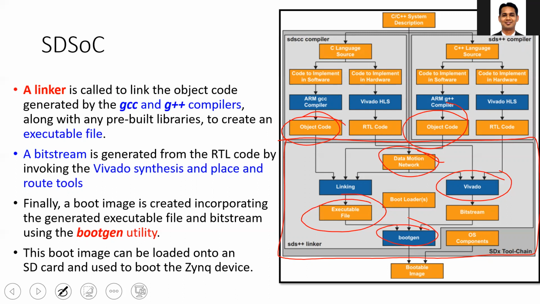The boot image can be loaded onto the SD card and used to boot the Zynq device. So we get all the files needed for the SD card, we dump them on the SD card, and once the appropriate jumper setting is done on the ZedBoard, when it is restarted, it gets booted using the files available in the SD card.